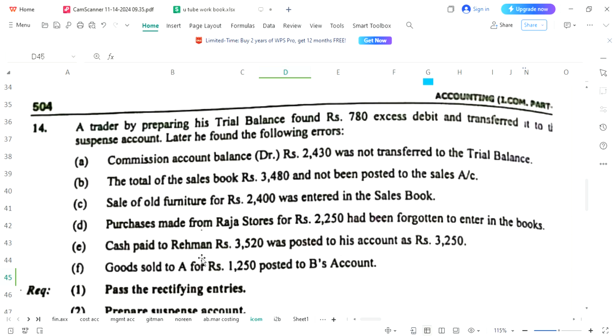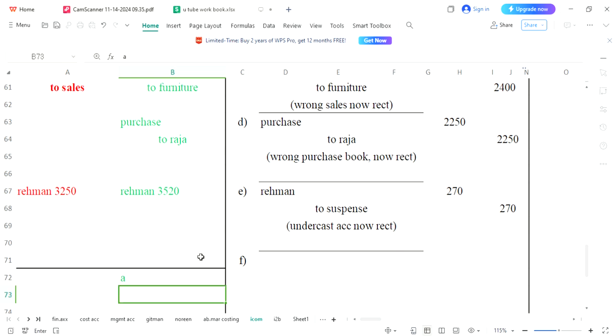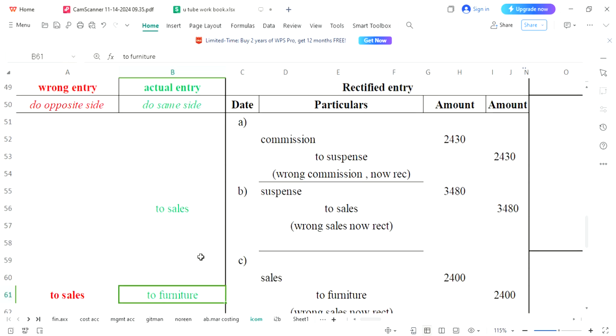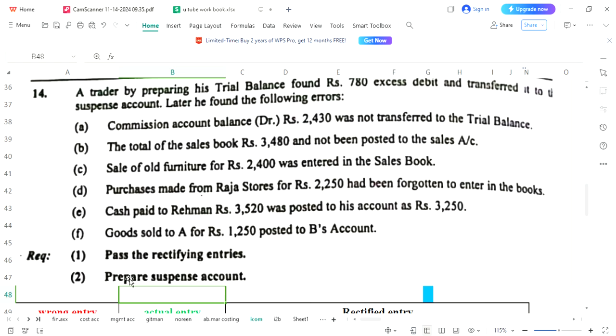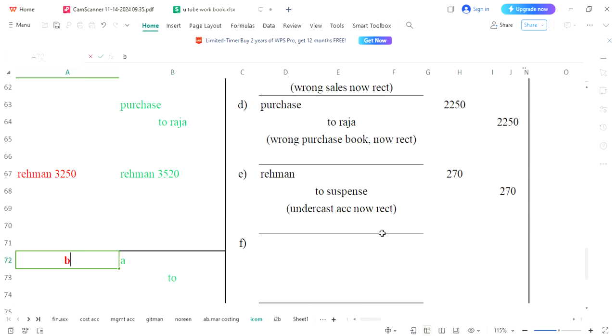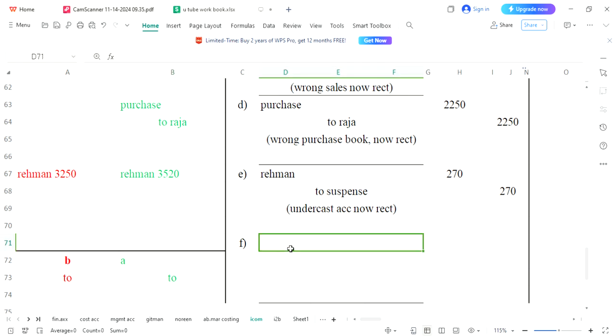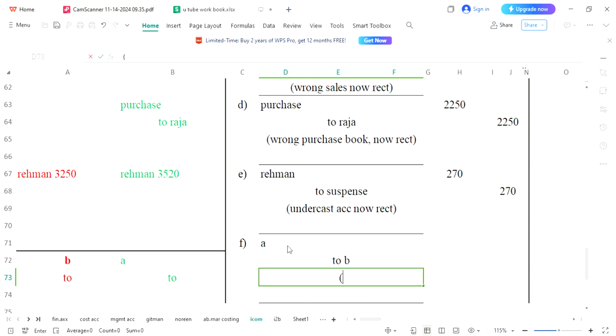Goods sold to A. Okay. Actual entry was A to sales. And let's see what happened. Posted to B's account. So we were supposed to write A, but instead of A, we have written B. Okay. So how you will make rectified entry? A was required to be written, but not written. So we will write green entry as it is and red entry opposite. In this way, entry has been completed.